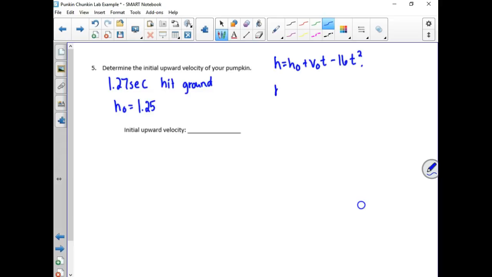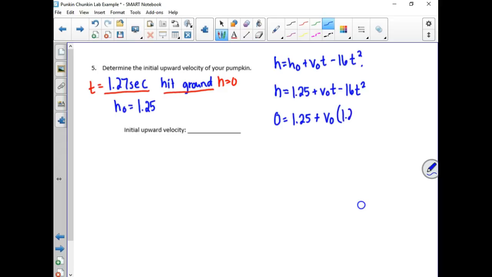To plug that in, I'm going to have h equals 1.25 plus v sub 0 t minus 16 t squared. Now, this 1.27 seconds is my time, so I'm going to plug that in for t. It hit the ground, which tells me that the height was 0. So, 0 equals 1.25 plus, we do not replace v sub 0, we don't know it, and that's what we're trying to find, times 1.27 minus 16 times 1.27 squared.